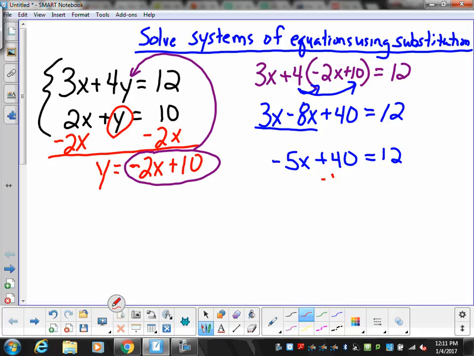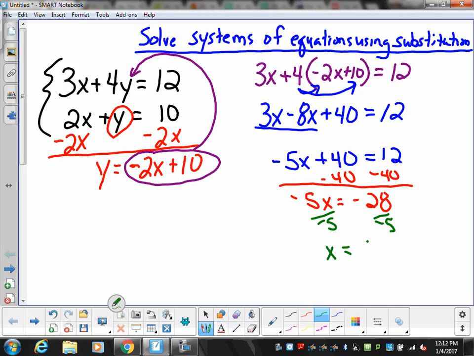So subtract 40. Negative 5x equals negative 28. And then divide by negative 5 and get x equals 5.6. Okay, so my x value for this problem, for the solution, is 5.6.